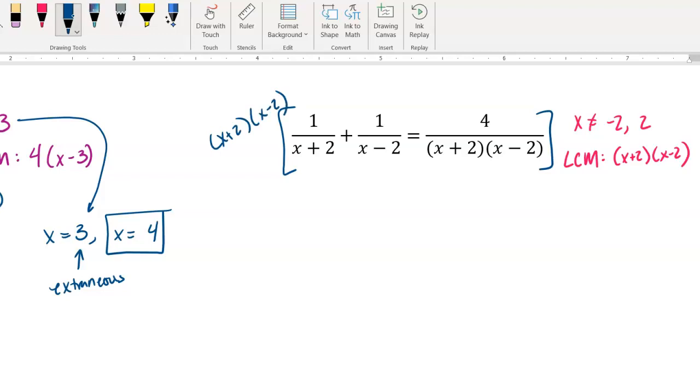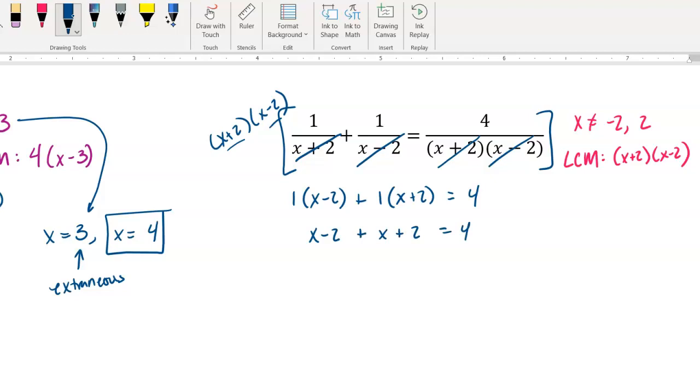So in that first fraction, the x plus 2's would cancel out, leaving us with x minus 2, so it'd be 1 times x minus 2. And in the second fraction, the x minus 2's would cancel out, leaving us with just 1 times x plus 2. And on the last, everything would cancel out, leaving us with just 4. So we'd have x, and this would stay x minus 2, and this would say x plus 2. Or we could look at the left side. x plus x is 2x, negative 2 plus 2 is 0. So we get x equals 2.